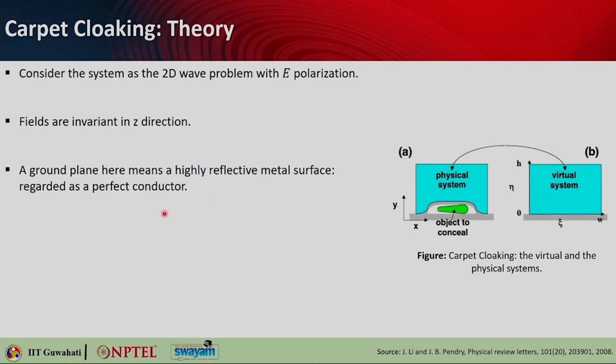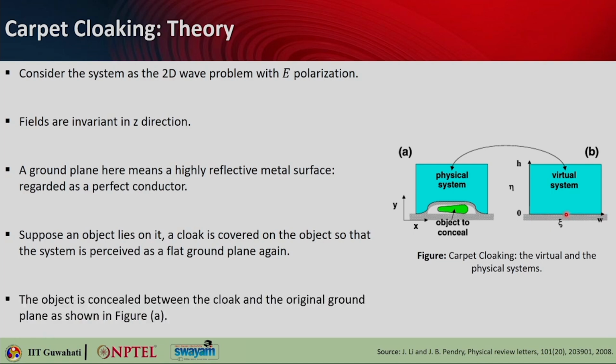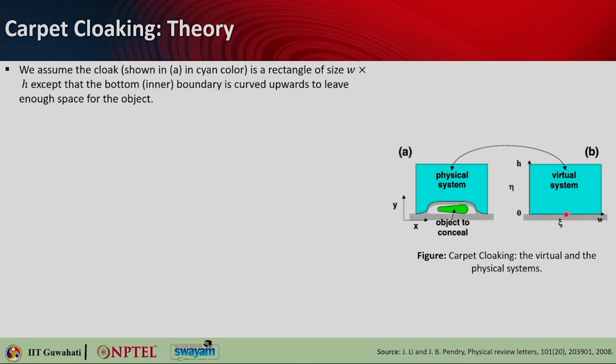So, a ground plane here is basically a highly reflective metal surface which can be regarded as a perfect conductor. Now, let us assume that this is the object we are going to hide, and this is lying on the ground plane. So, you are basically covering it, and once you cover it, the overall thing should give you a feel as if it is just a flat ground plane, there is nothing on top of the ground plane. This is how you will be able to conceal the object that is shown in the figure.